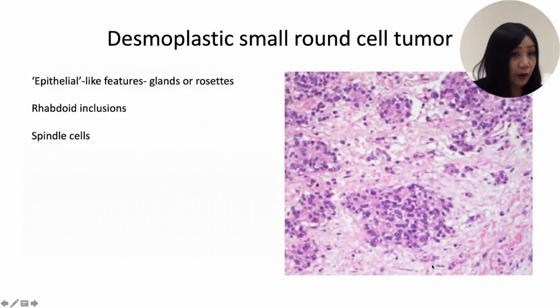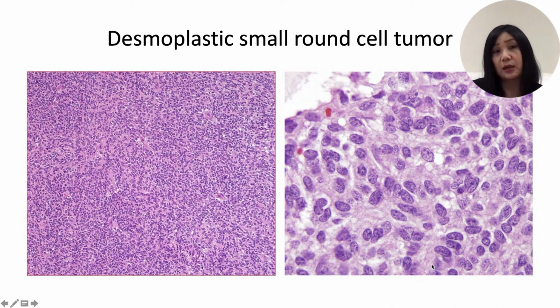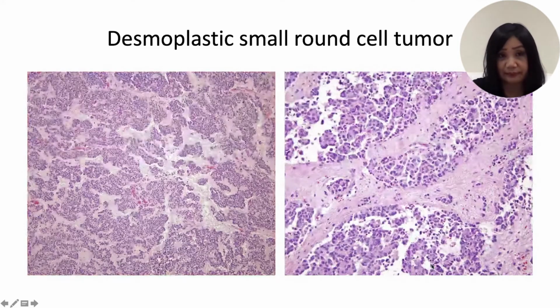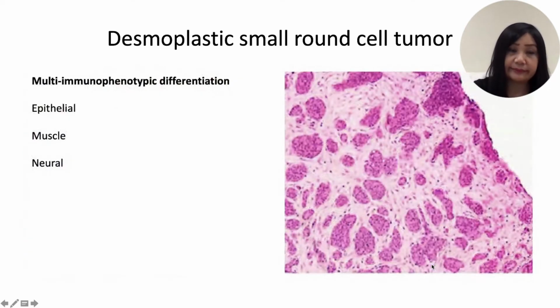These tumours can sometimes show more epithelial-like morphology with glands or rosettes. Sometimes there are rhabdoid inclusions, and sometimes there is cellular spindling. But typically there will be more conventional areas of round cells in other parts of the tumour. Sometimes it can be completely solid without the presence of the stroma, and that can, of course, be confusing because that looks like Ewing sarcoma. Look at the blandness of the cells on the right. This tumour has a more acinar-looking, somewhat neuroendocrine-looking appearance.